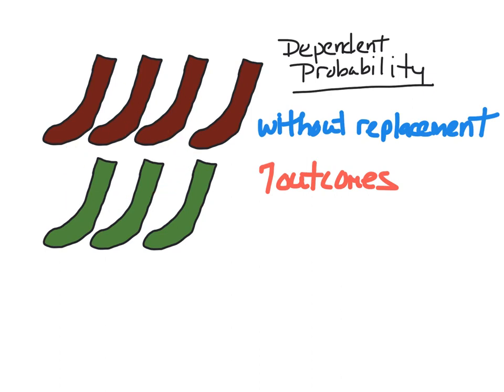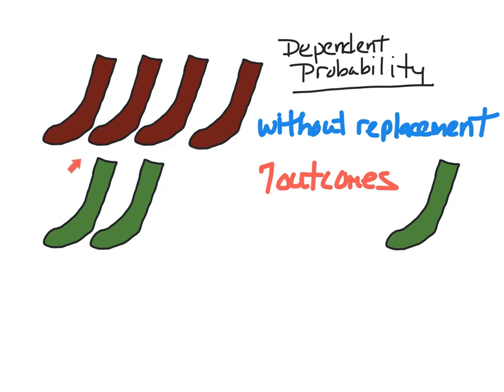Well, let's say I put my hand in the drawer, I randomly select a green one, and now I'm going to go back in the drawer, and instead of my probabilities being based on 7 outcomes, they're now going to be based on the 6 remaining socks that are in there. So the next set of probabilities will be based on 6 outcomes instead of 7 outcomes.